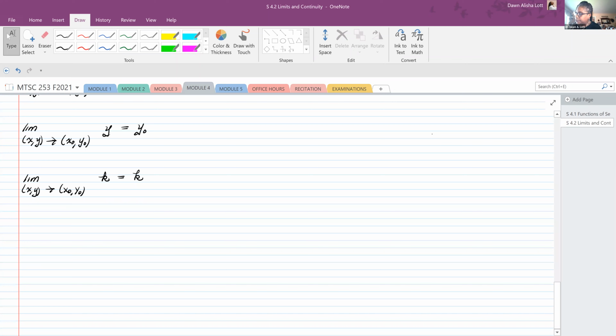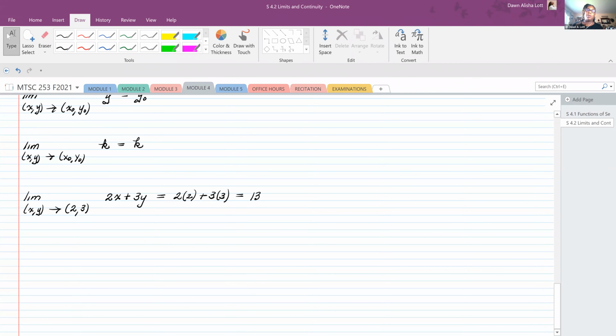The limit as (x, y) approaches (2, 3) of 2x plus 3y is 2 times 2 plus 3 times 3. Okay, nice and simple. Of course, those are always the easy ones, right?